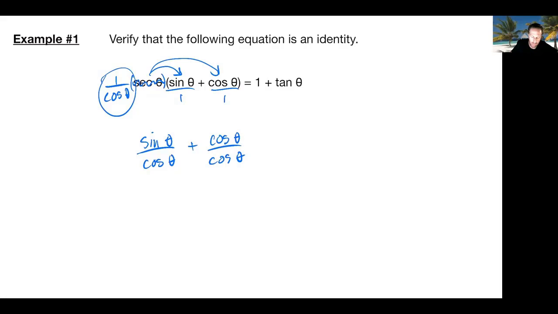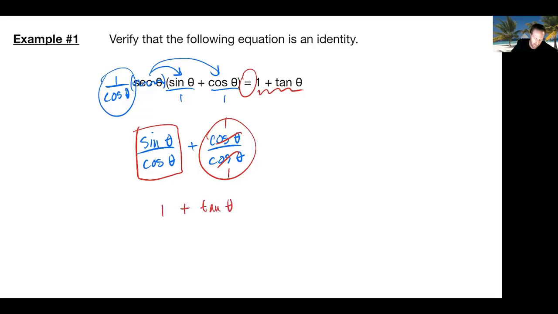And remember, our end goal is to prove that these are indeed equivalent. So I have my 1. Anything divided by itself is 1. Plus, I know that this is equivalent to tangent. So my answer is 1 plus tangent theta.